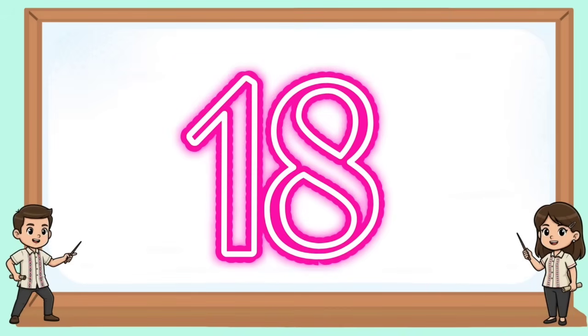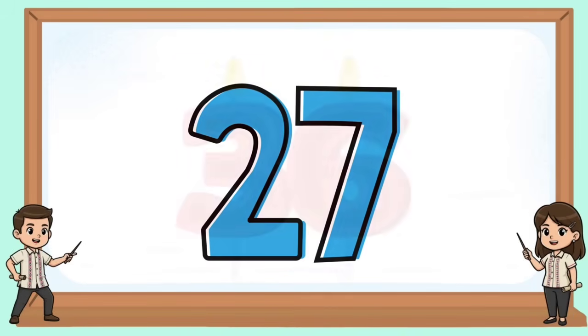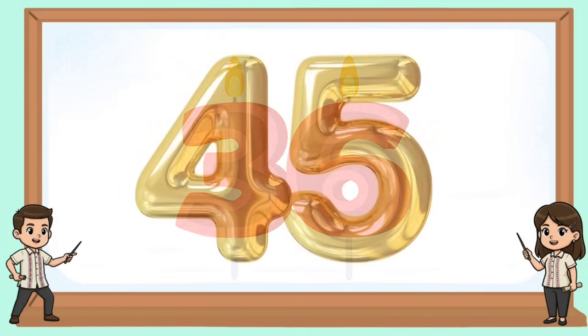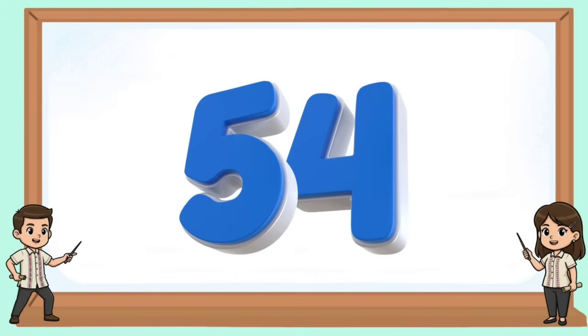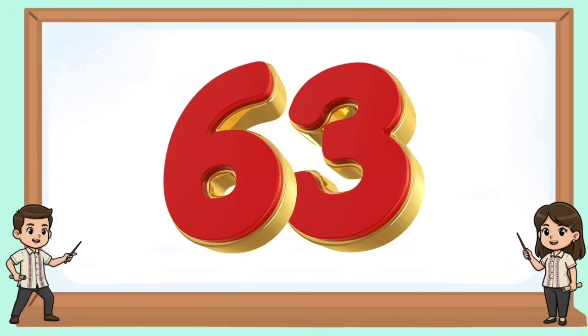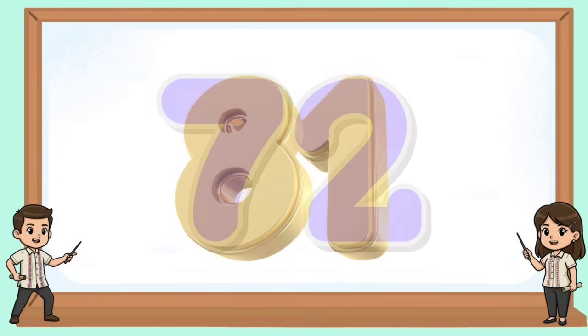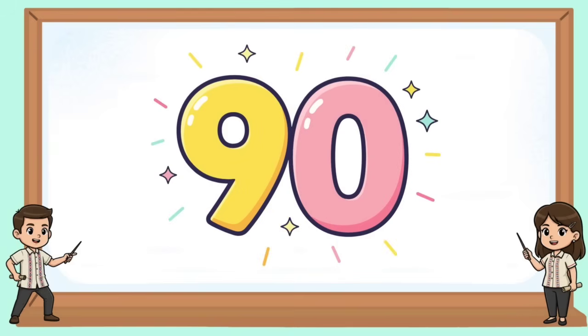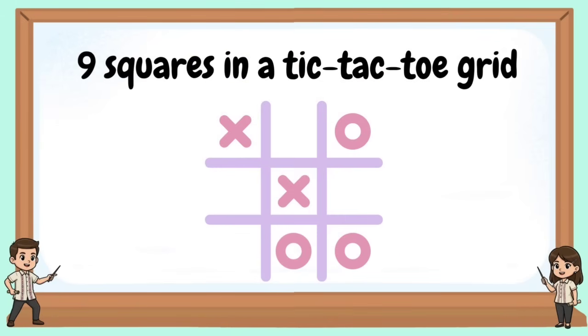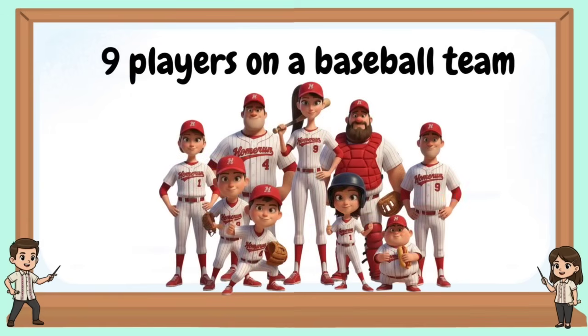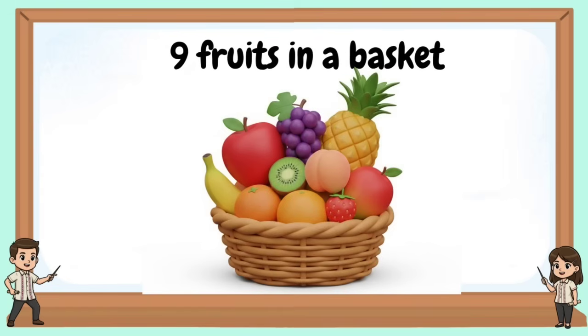9, 18, 27, 36, 45, 54, 63, 72, 81, 90. 9 squares in a tic-tac-toe grid. 9 players on a baseball team. 9 fruits in a basket.